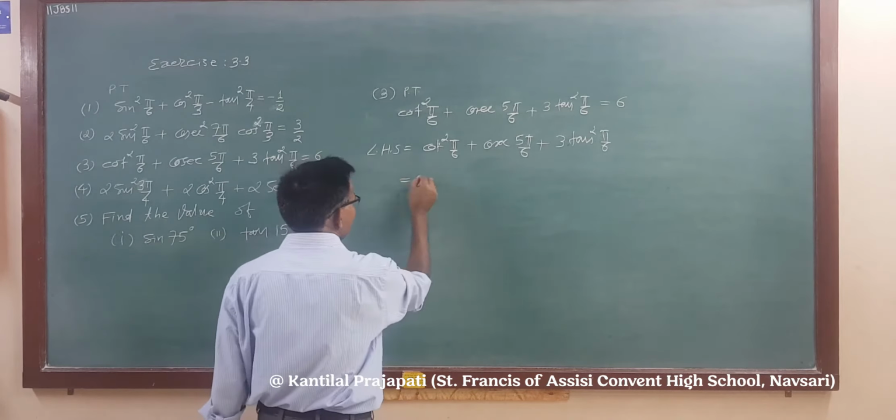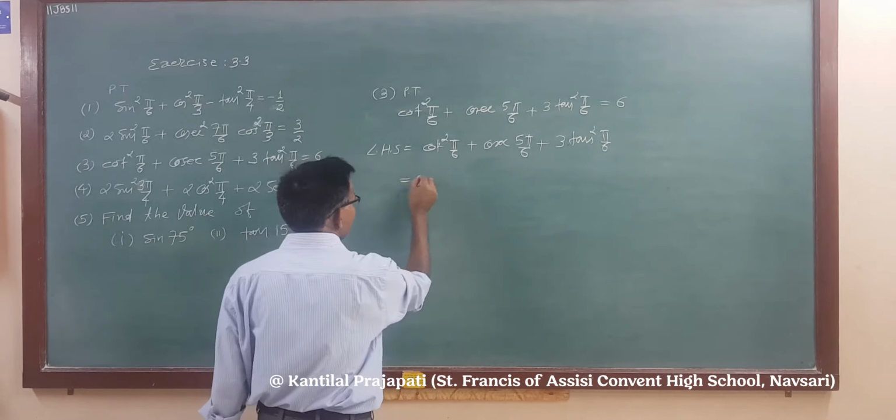Now see here, cosec 5 pi by 6. 5 pi by 6 is not in the first quadrant. In first quadrant, we put the direct value, but it is in other than first quadrant. So we have to check the quadrant also first. Cosec 5 pi by 6 will be split. 5 pi by 6 will be split as 6 pi minus pi by 6, plus 3 tan pi by 6 again.